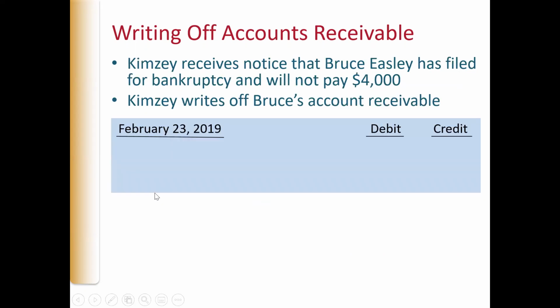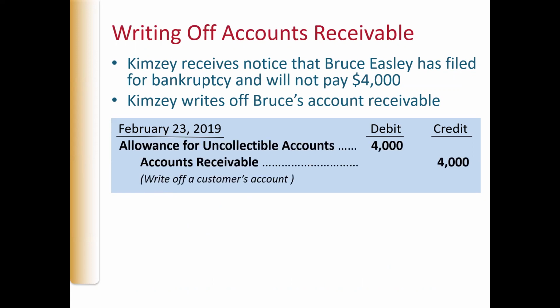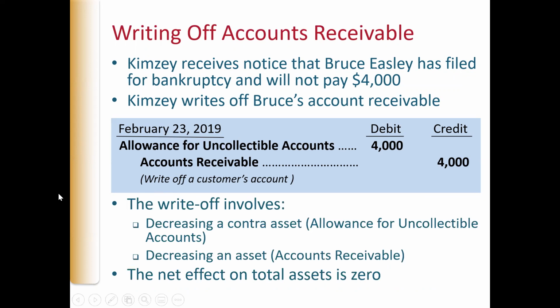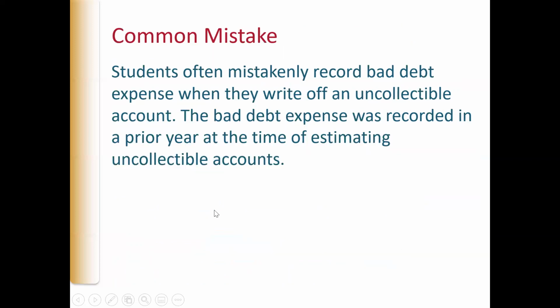How about this one, guys? Kimsey receives notice that Bruce Easley has filed for bankruptcy and will not pay $4,000. Kimsey writes off Bruce's accounts receivable. We debit allowance for uncollectible accounts of $4,000 and we credit Bruce's account for $4,000. This just reduced the contra asset account and it decreases our asset. But the effect on assets is zero. There's no effect on assets.